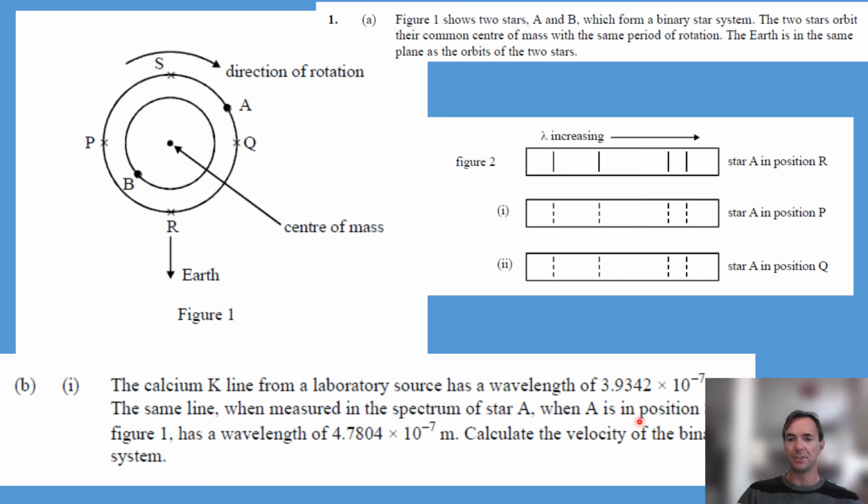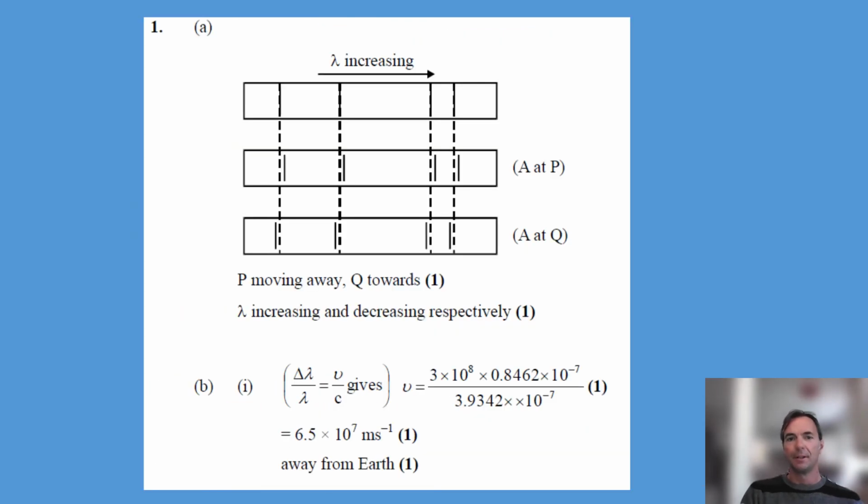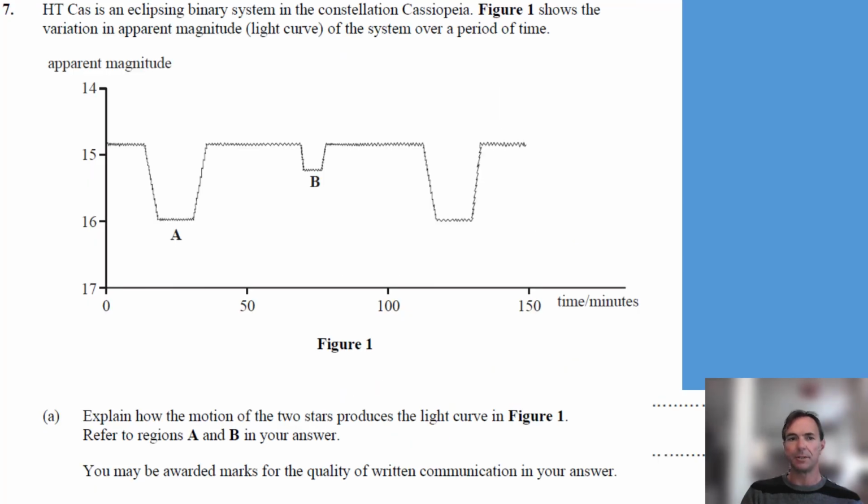Calculate the velocity of the binary system. Of course, you've got your difference in wavelengths here. Calculate the difference in wavelengths. Difference in wavelength divided by wavelength equals velocity divided by speed of light. Stick all your numbers in and you get your velocity of the binary system. And there you go. And that's it. And it's moving away from the Earth, of course, because your wavelength is longer.